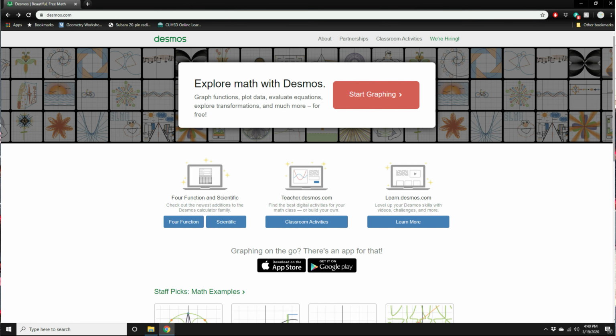All right, so I had to figure out how I could show you guys the computer screen. So what I did was take a bunch of screenshots. If you go to Desmos.com, you'll come to this screen and you'll see that big red button in the middle that says Start Graphing. If you click on that, it'll give you a graph.